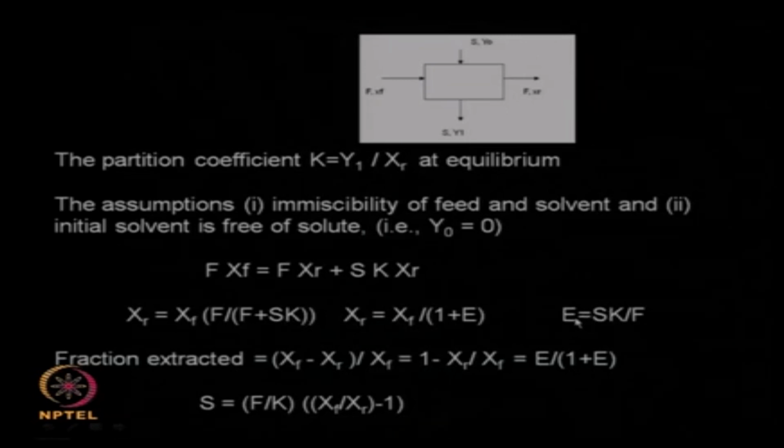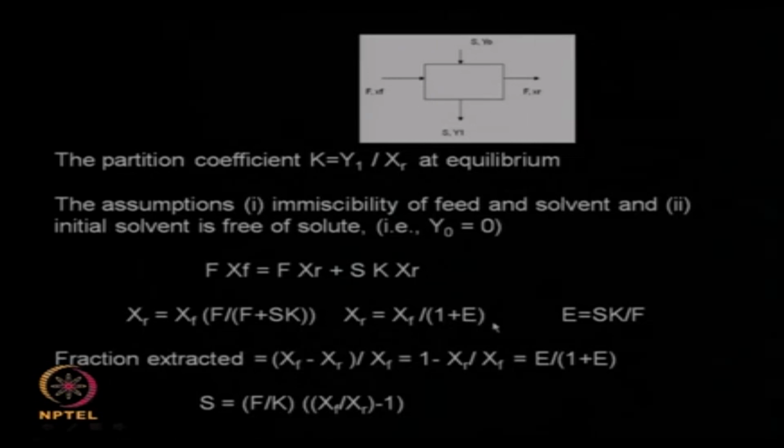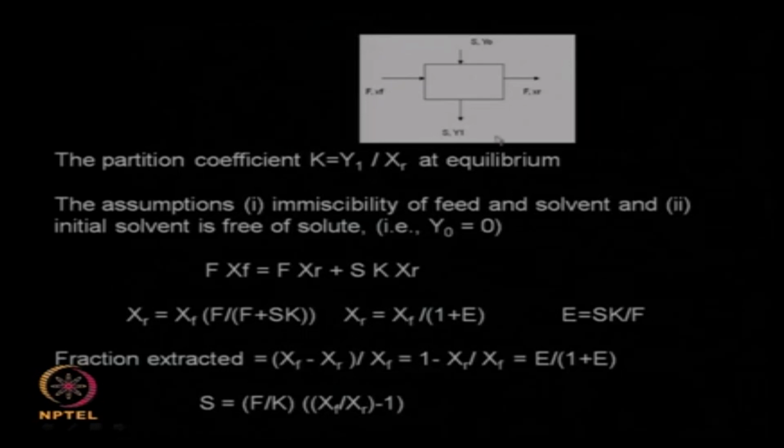Now, we will call E the efficiency factor, E is equal to SK by F. If you do that, then you get Xr equal to Xf by 1 plus E. That means Xr is equal to Xf, that is the concentration entering, divided by 1 plus E, and E is going to be larger than 1. So 1 plus E will be larger than 1. So Xr will always be less than Xf, okay, because you have done some extraction. So the concentration here will be much less than the concentration in the feed.